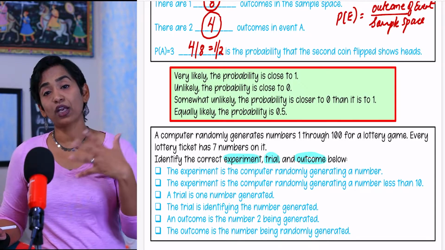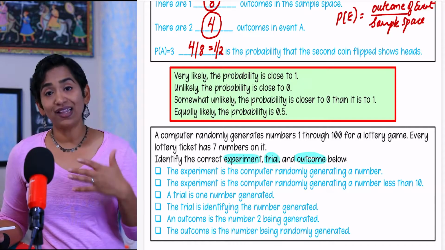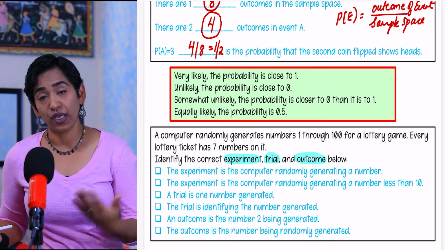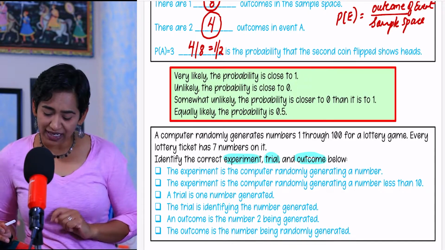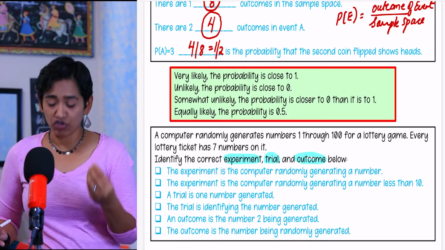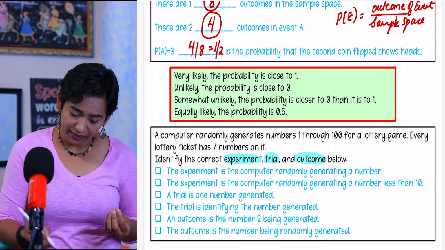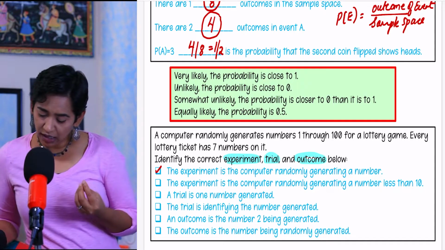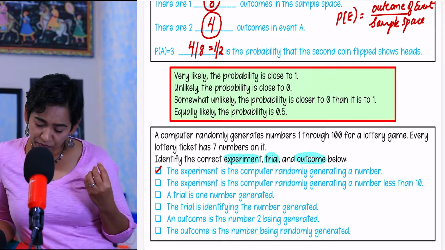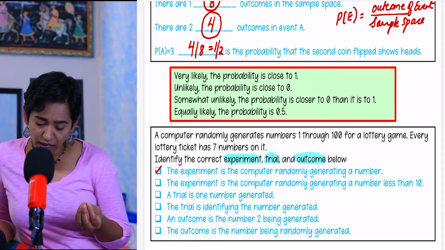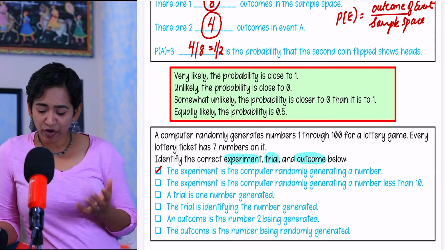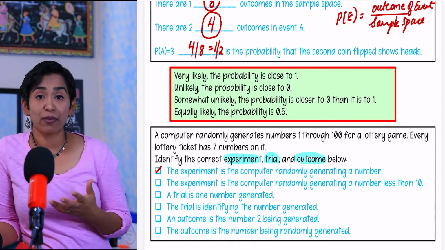Experiment is something that you're doing. Trial is how many times you're doing it. Outcome is what you get. So in this case, the experiment is the computer randomly generating a number. That is correct. Let's see, what about the next one? The next one is the experiment is the computer randomly generating a number less than 10.